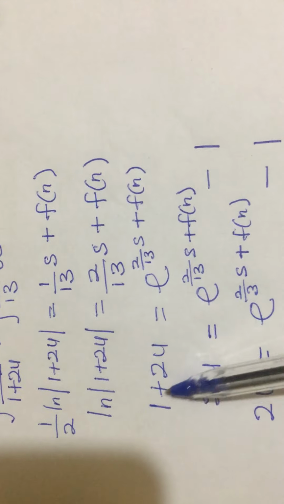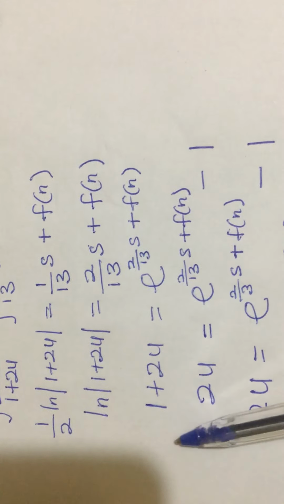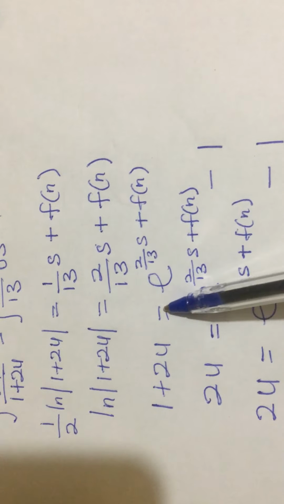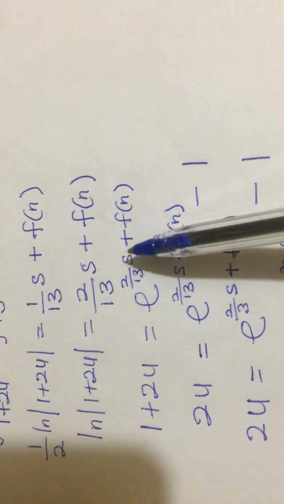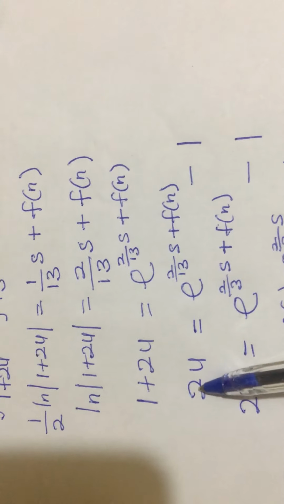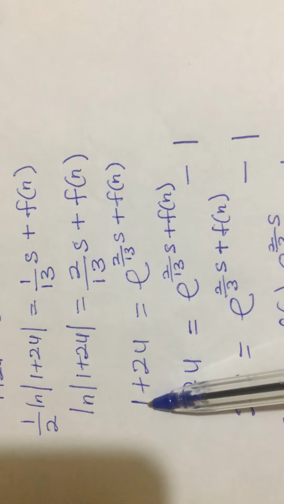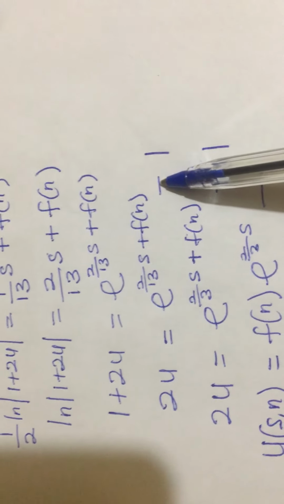So what you do is that you take the exponent of both sides. So you take the exponent, the ln will cancel the e, so it will be left with 1 plus 2u equal to the exponent of this function. So what I did next is I sent the 1 to the other side, which is positive will now be negative.